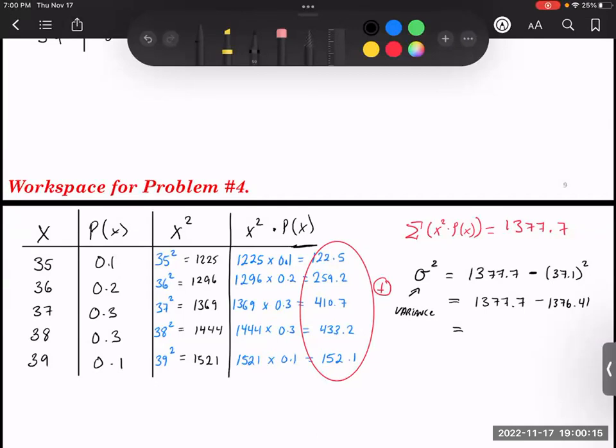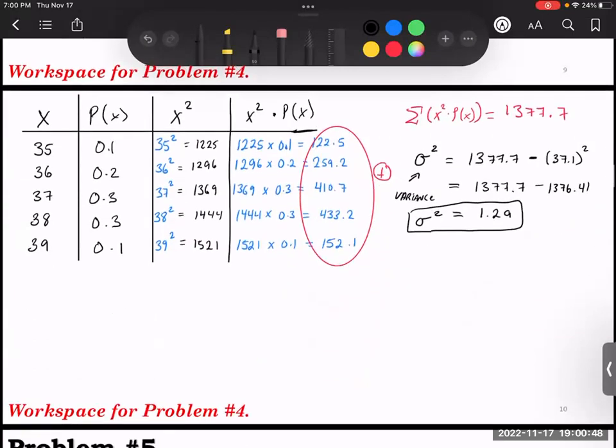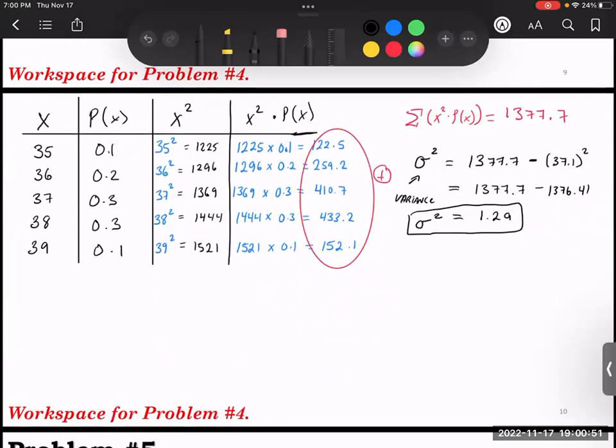And now I take this difference. So we got all these large numbers, but then it turns out to be something really small. So 1,377.7 minus 1,376.41, you're going to get about 1.29. You get 1.29. All right, so that will be your variance. Now that you get the variance, there's only one last thing to do. That's to get the standard deviation. Okay, so we'll do that over here.